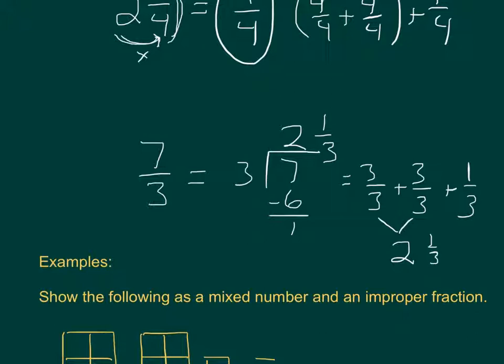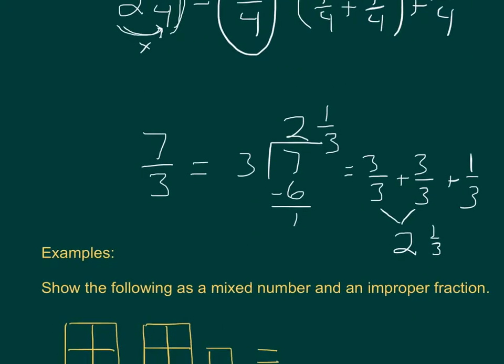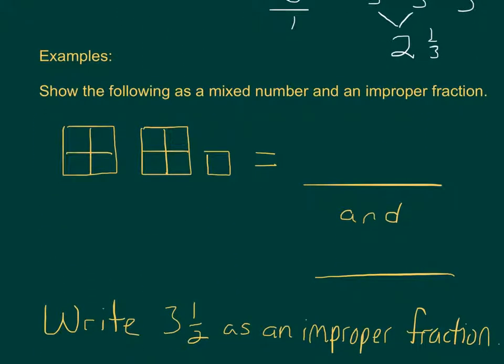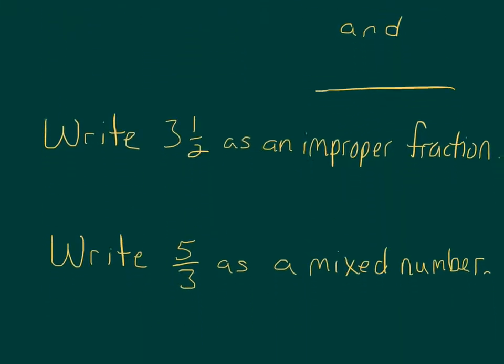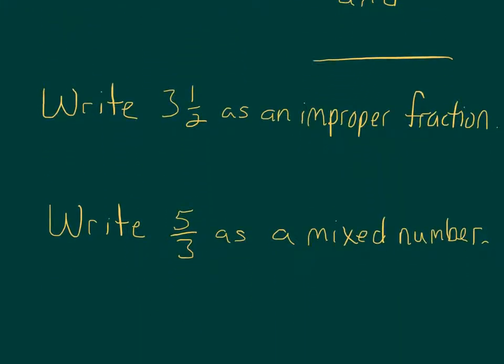Okay? So, got some examples for you to put into your notes. Put those on the right side of your what section. You're going to need to draw the boxes and write those as a mixed number and an improper fraction. Then write 3 1/2 as an improper fraction and 5 5/3 as a mixed number. Okay? So pause the video. When you're done with that, go to the next page.